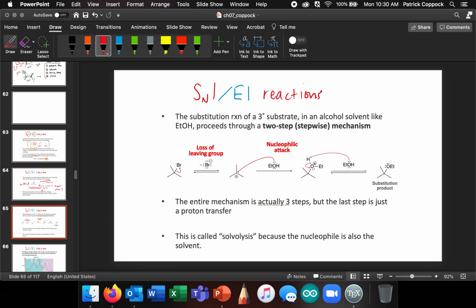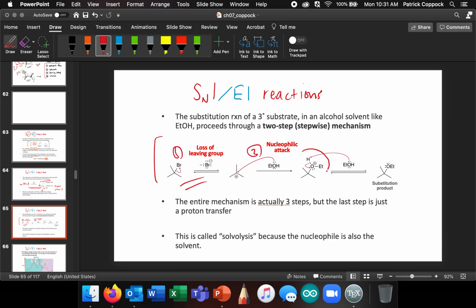So, that said, let's look through here. The substitution reaction of a tertiary substrate in alcohol solvent, like ethanol, proceeds through a two-step mechanism. We already discussed the first step, the loss of the leaving group. This guy goes off on its own. And then the ethanol comes in, and that's step 2. So here's step 1, and here's step 2.